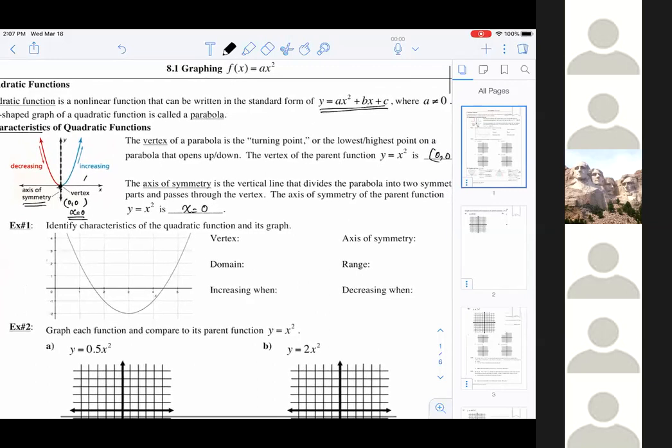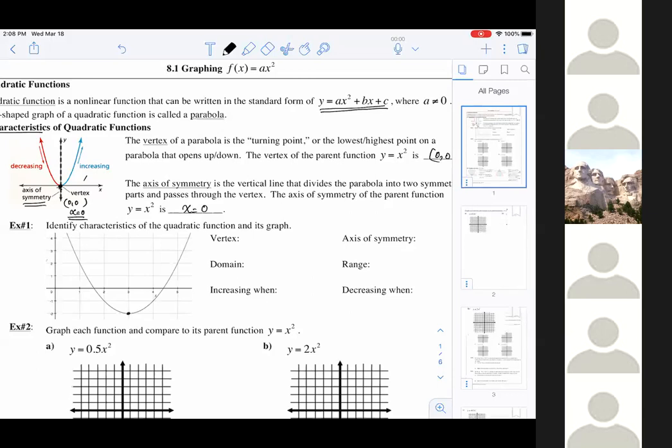Identify the characteristics of the quadratic function and its graph. First, we have to identify the vertex. Everyone think about it: what is the definition for the vertex? It's the lowest point or the highest point on a U-shaped parabola. It is also the point where it changes its direction. So what is the vertex in this example number 1?